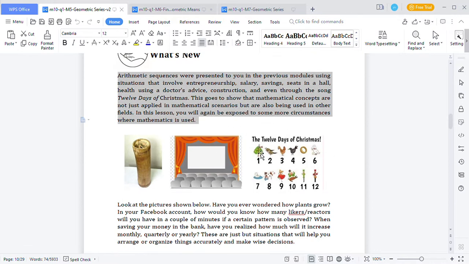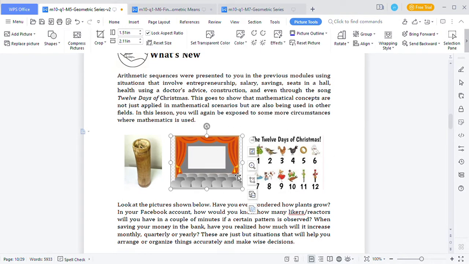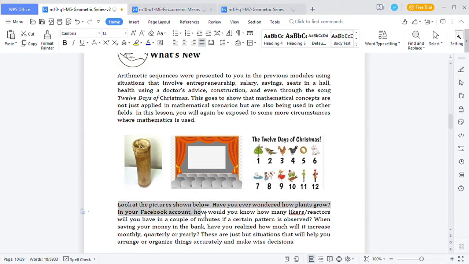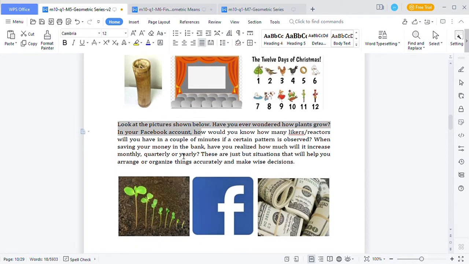So we have here an example of seats in a hall. And then, look at the pictures shown below. Have you ever wondered how plants grow? In your Facebook account, how would you know how many likers or reactors you will have in a couple of minutes if a certain pattern is observed? When saving your money in the bank, have you realized how much it will increase monthly, quarterly, or yearly? These are just situations that will help you arrange or organize things accurately and make wise decisions.